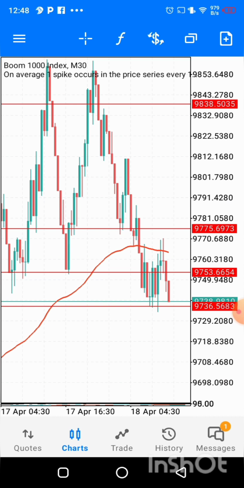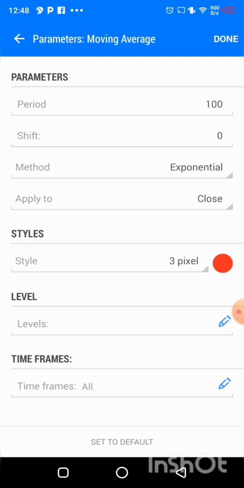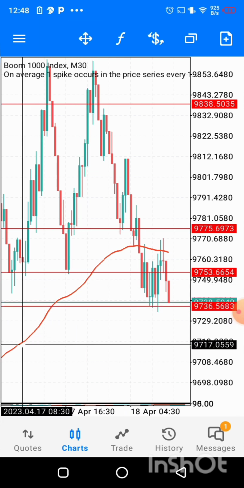If you don't know how to identify it by just looking at the chart and telling whether it's a downtrend or uptrend, the only thing that can help you is this MA, which is the MA 100. MA 100 will help you identify the trend of the market. The period is 100, shift is 0, method is exponential, apply to close. The style is 3 pixels and the color is red, but you can choose any color at all. There are no other levels. You click on done, and that's the indicator you have here.